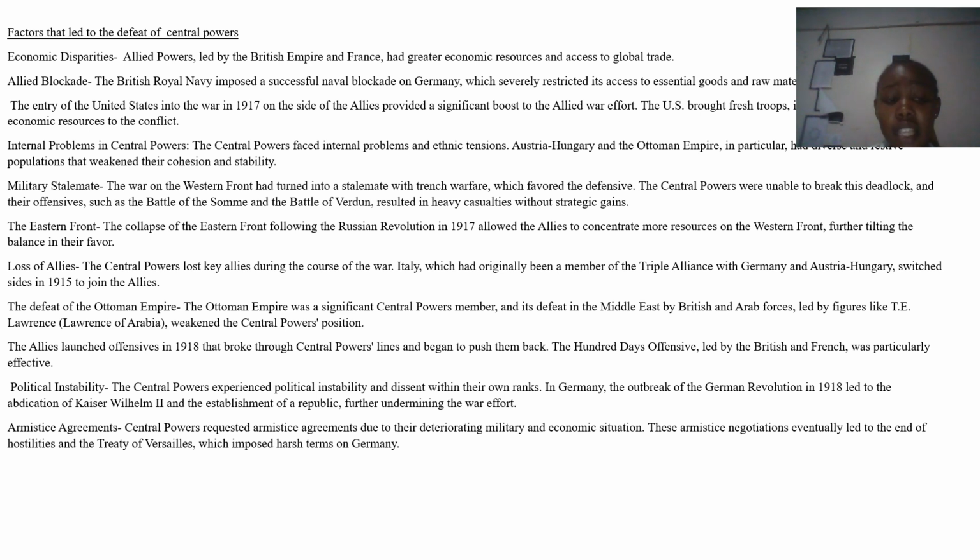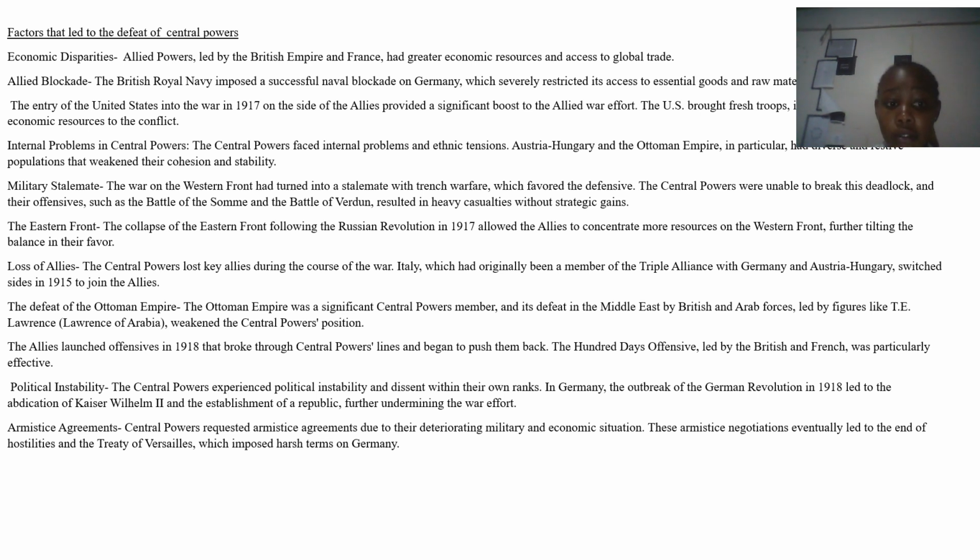Internal problems in the Central Powers. The Central Powers faced internal problems and ethnic tensions, such as Austro-Hungary and the Ottoman Empire, which had a diverse and restricted population that weakened their cohesion and stability. Then the military stalemate. The war on the Western Front turned into a stalemate with trench war, which favored the defensive. Then the Central Powers were unable to break their deadlock.